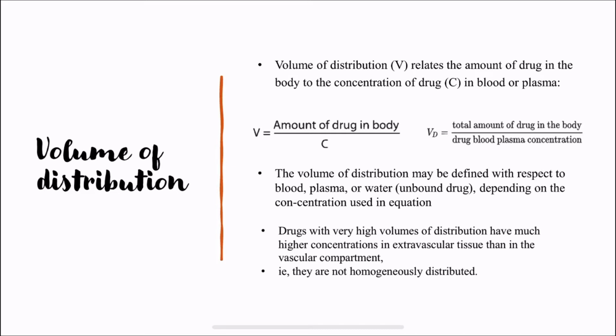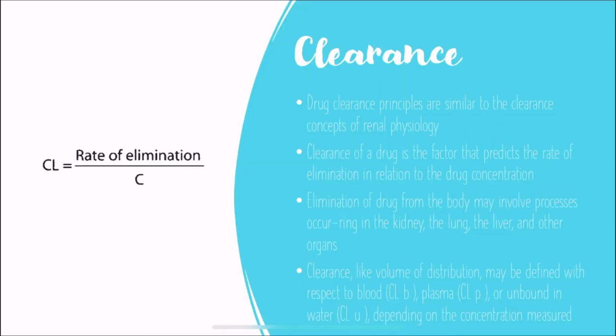Drugs with very high volumes of distribution have much higher concentrations in extravascular tissue than in the vascular component, so they do not have homogeneous distribution. Clearance is the rate of elimination divided by the drug concentration in blood or plasma. Drug clearance principles are similar to the clearance concepts of renal physiology. Clearance of a drug is the factor that predicts the rate of elimination in relation to the drug concentration.